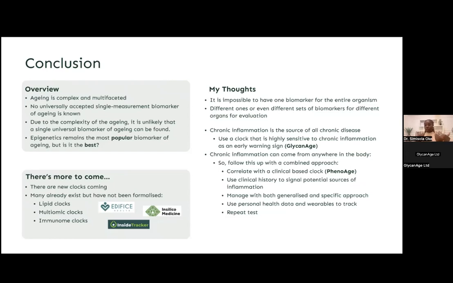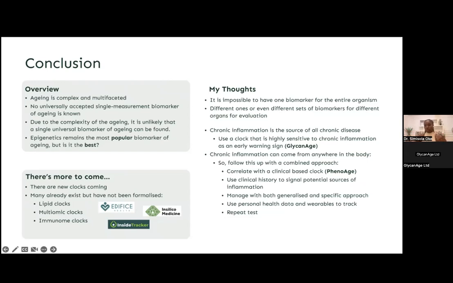We know there are so many other clocks. I've only gone through three of the categories, but there are so many more. There are lipid clocks, there are multiomics, and there's also the immunome clock as well. If people are interested in learning more about those, please do let us know. You know, we're always looking for webinar topics.